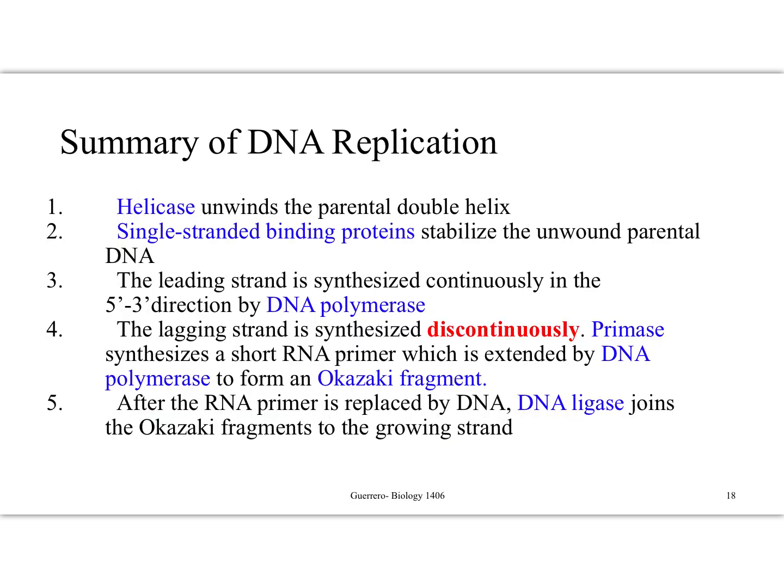Okay, so let's go through a quick summary of DNA replication. Remember, all of this is happening in the S phase of the cell cycle. Helicase is going to unwind the parent DNA. The single-stranded binding proteins are going to attach themselves to the unwound DNA, to stabilize it. The leading strand is going to be made continuously in the 5' to 3' direction by DNA polymerase. The lagging strand is made discontinuously, so in pieces. Primase is going to lay down a short piece of RNA primer, which will be added on by DNA polymerase to form an Okazaki fragment. And after the RNA primer is replaced by DNA, DNA ligase is going to come back and join all of the Okazaki fragments into one continuous strand.